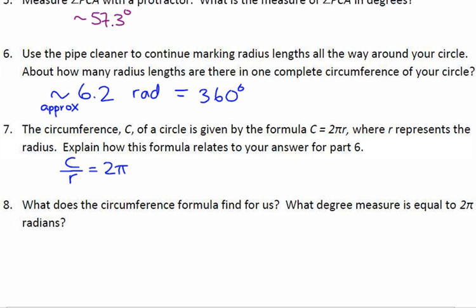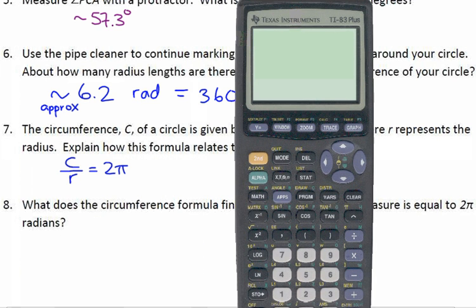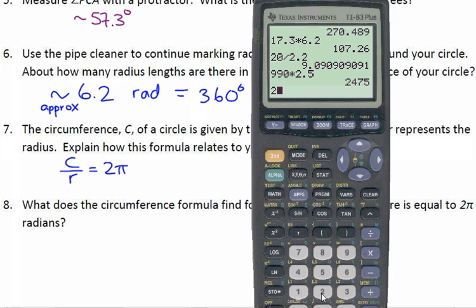If you type this into your calculator, what is it equal to? Type in 2 pi. Do you know there's a pi symbol on your calculator? Second function is the pi symbol, right above the division. That equals 6.28. So that's how many radians are in a full circle.